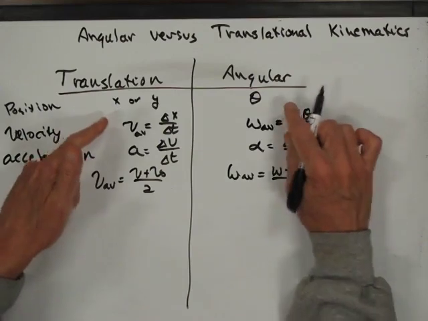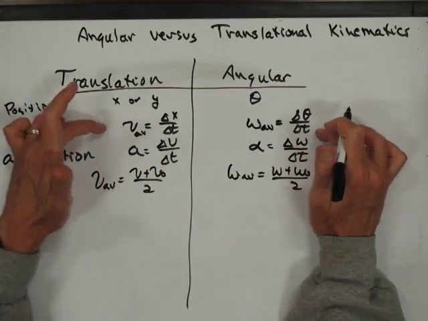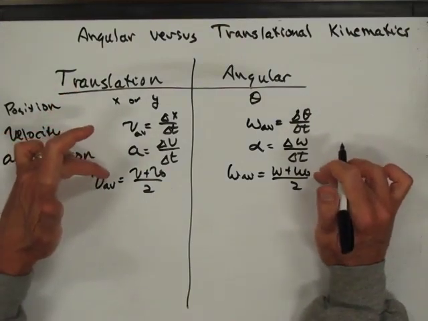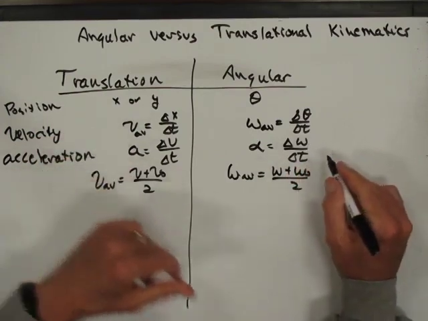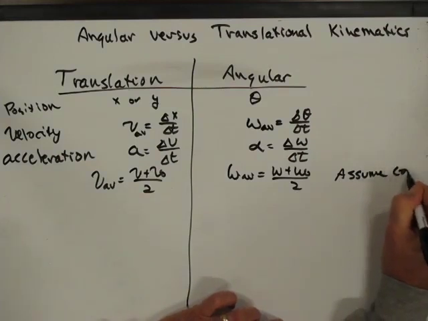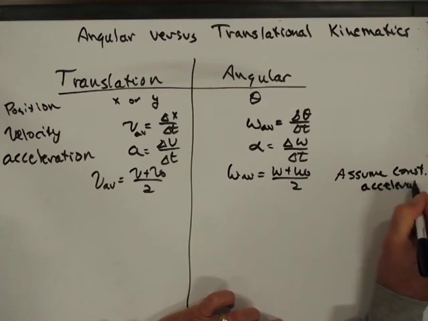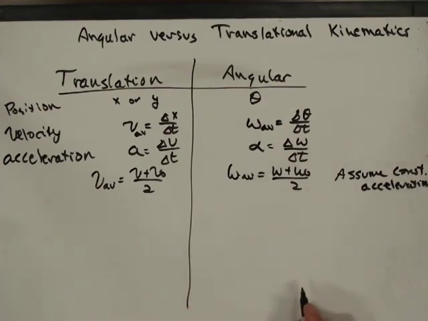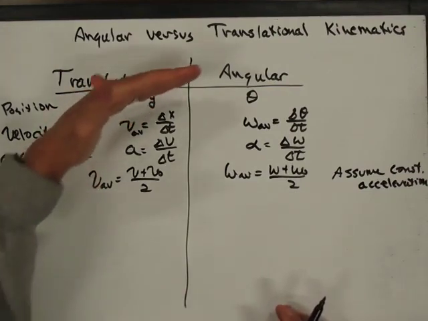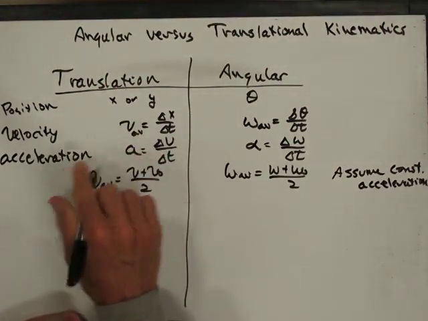Notice these are very much the same, right? I measure my position. My average velocity is the change in position over change in time. My acceleration is change in velocity over change in time. My average velocity is initial plus final over 2. And here we assume constant acceleration in our problems.